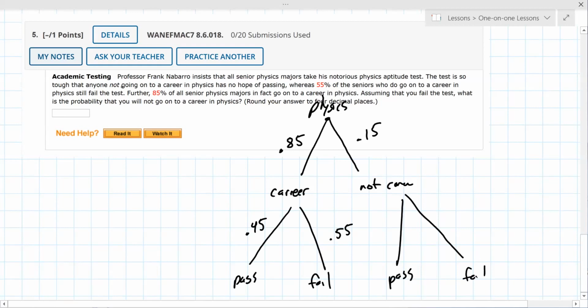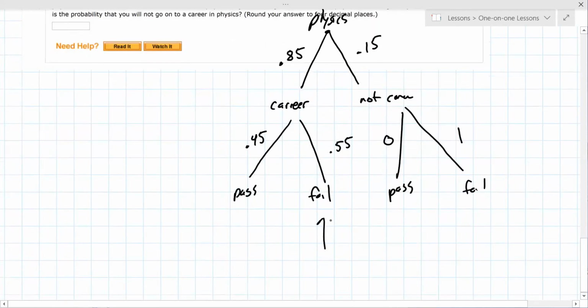It says if you don't go on to a career in physics, you are guaranteed to fail the test. You will never pass it. Okay, so the key here is getting this chart down and knowing where these numbers go. So assuming that you fail the test, and that tells you it's here and here, what's the probability that you will not go on to a career in physics?